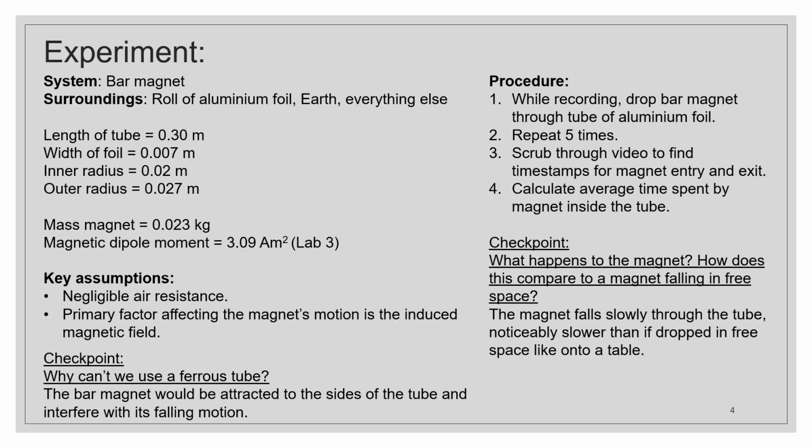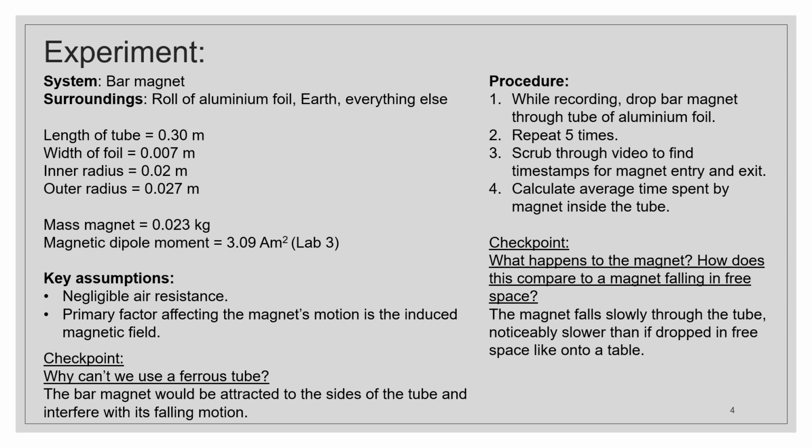For the experiment, the system is the bar magnet and the surroundings are the roll of aluminum foil, the earth, and everything else. The length of the tube, the width, the inner radius, and the outer radius are also all provided on the slide, as well as the mass of the magnet and the magnetic dipole moment that was determined in Lab 3. As for the key assumptions of the experiment, we assume negligible air resistance and that the primary factor affecting the magnet's motion is the induced magnetic field.